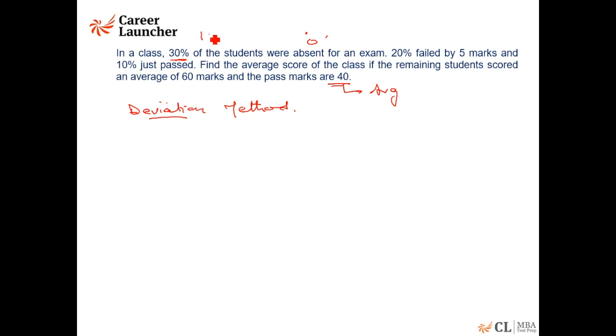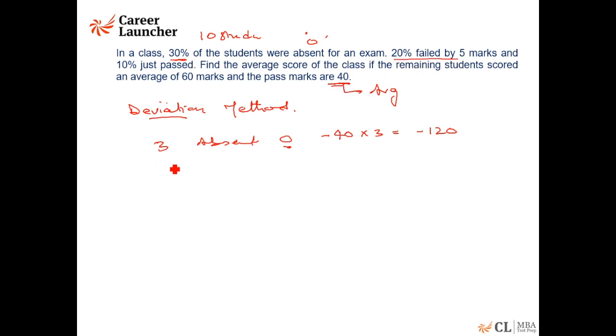So I'm assuming only 10 students in the class. So out of 10 students, 3 students were absent. Hence they got a 0. Okay. Or their deviation is minus 40 per student into 3, 120. Their deviation is minus 120. Their score minus the average score. Okay.